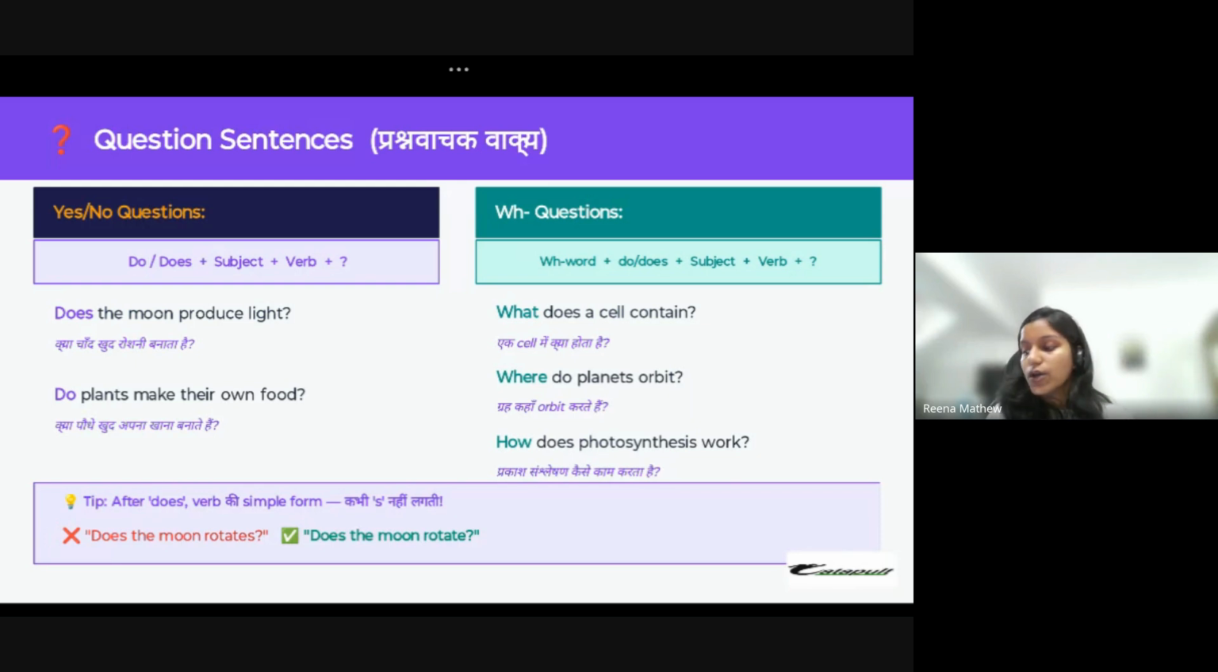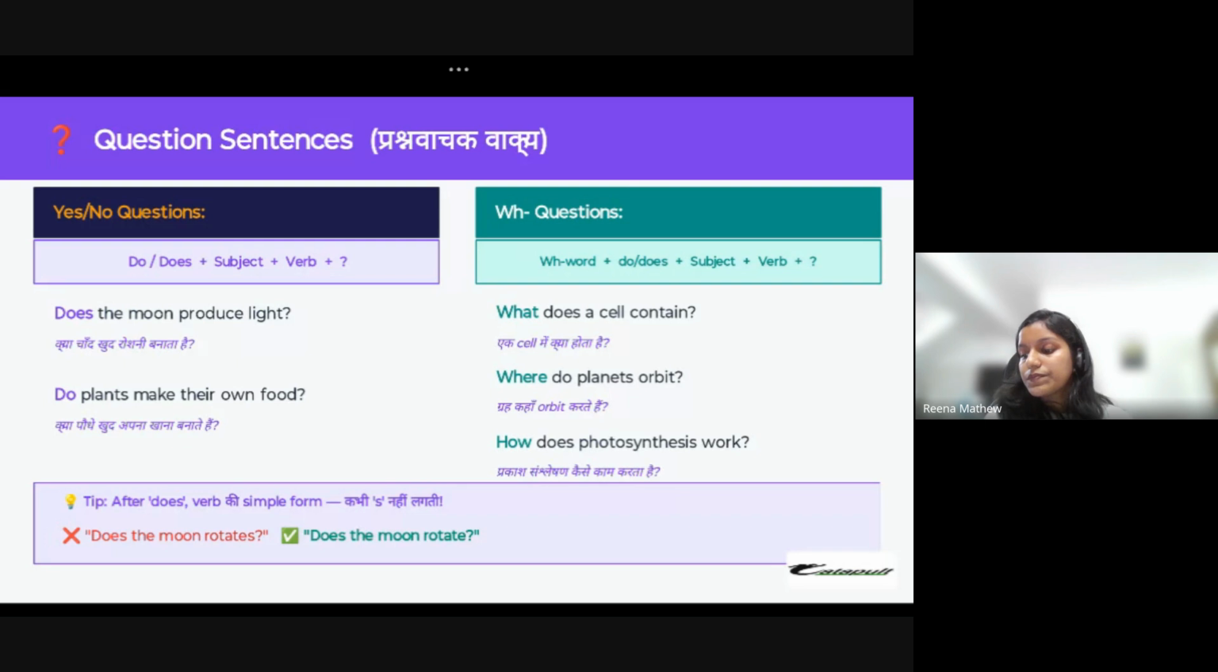Where do planets orbit? ग्रह कहाँ orbit करते हैं? Where is the WH word. We used do. Planets is the subject and orbit is a verb, एक क्रिया है. Okay. How does photosynthesis work? So how is also a WH question, but it's not in the basic ones that we learned.